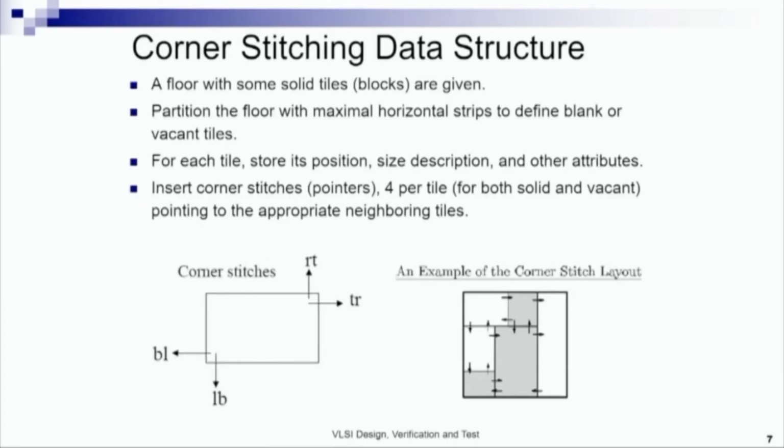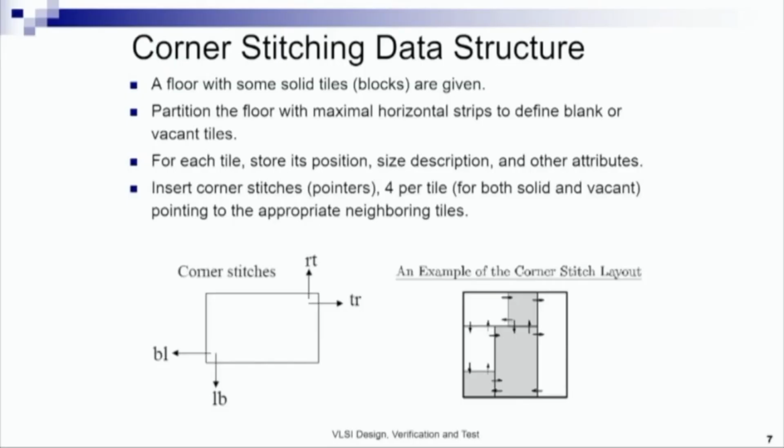In the corner stitching data structure, a floor with some solid tiles or blocks is given to me. Then we partition the floor with the maximal number of horizontal strips to define blank or vacant tiles. So, at the beginning we are only given a vacant space with blocks on it, and then we have to divide the vacant space into maximal horizontal strips. For each tile we have to store its position, size description and other attributes, and then we insert corner stitches, pointers, 4 per tile for both solid and vacant tiles, pointing to appropriate neighboring tiles.